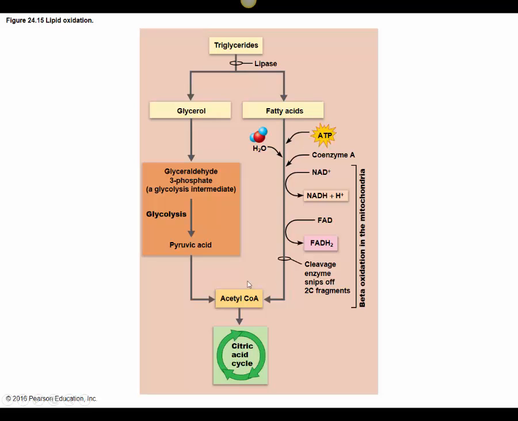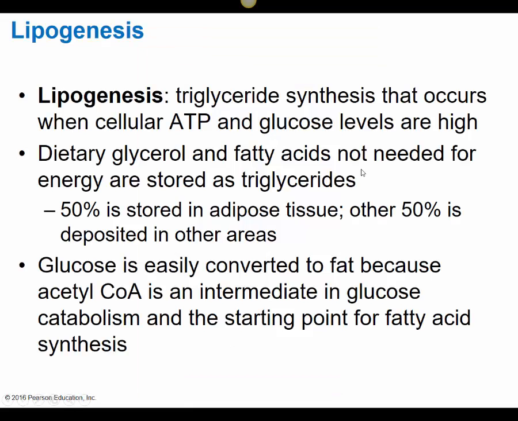So fatty acids are a rich source of energy that can enter the Krebs cycle and are even preferred by some cells, like kidney cells and muscle cells, which prefer fatty acids for making ATP.